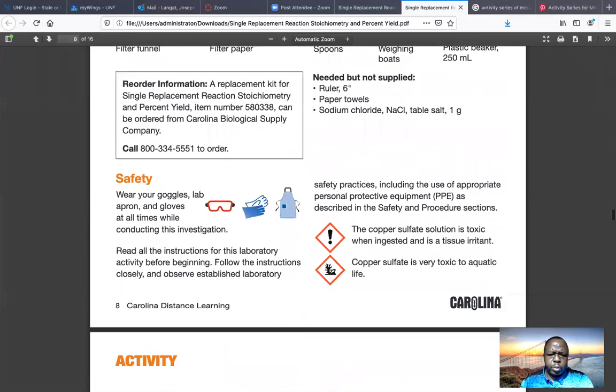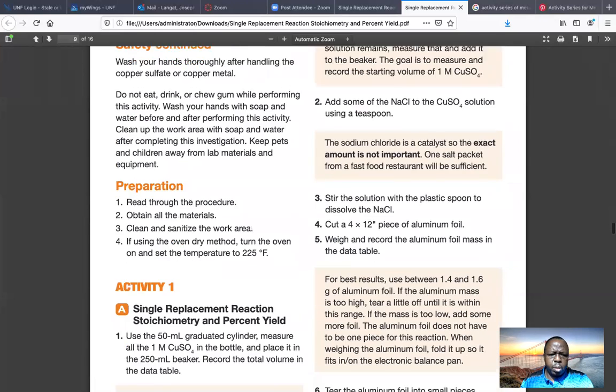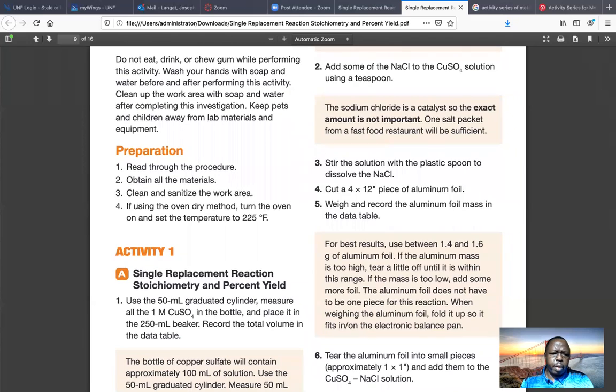Let's see the procedure here. How are you going to carry out the experiment? You're gonna need an oven to dry that, set to about maybe 250. This is for drying your copper. See you at the end.